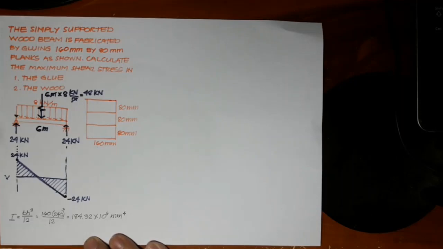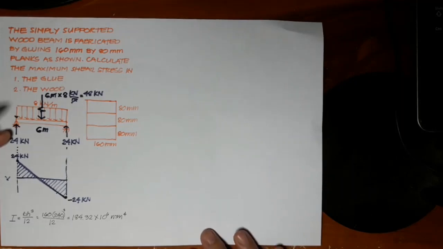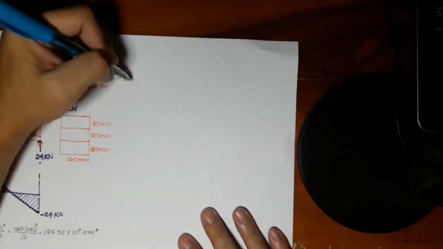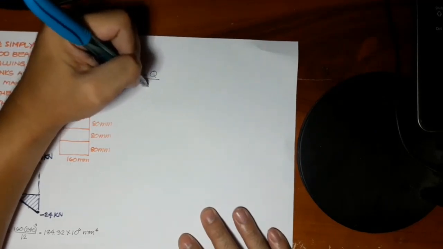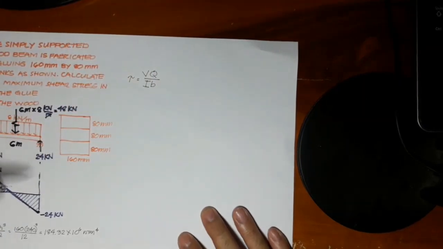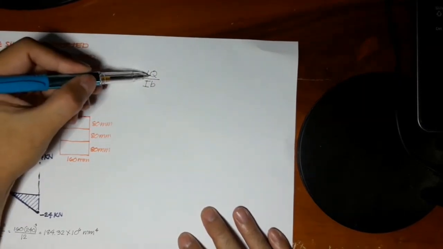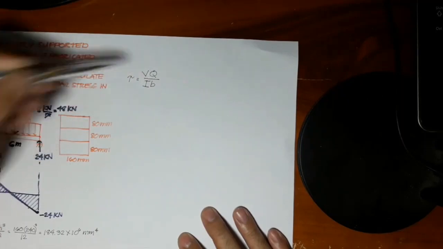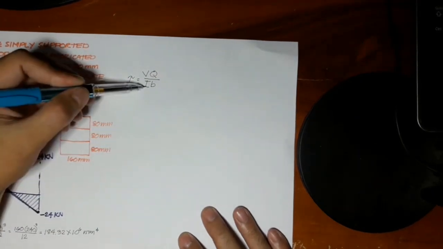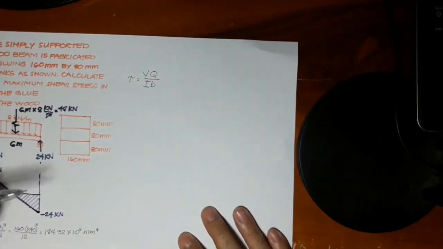At this point, we are now ready to calculate the shearing stresses, first in the glue and second in the wood. To calculate the shearing stress, we use the formula tau, or shearing stress, equal to VQ over IB, where Q is the first moment of area, V is the maximum shearing force as solved in the shear diagram, I is the moment of inertia of the section, and B is the width of the section.